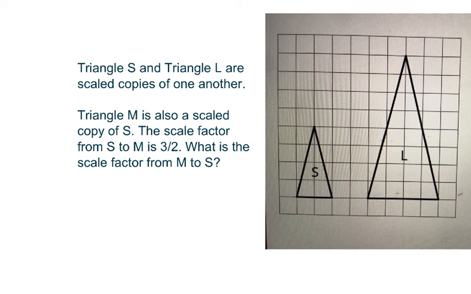So when we start to think about this question, there's a couple of things that I think are important. We do have a picture for triangles S and L, but we don't have a picture for triangle M. For me, that's really hard. I like to see images of what I'm working on. We do know that the scale factor from S to M, which we don't have a picture of, is 3/2. And the question that we're asking is what the scale factor is going from M to S. Again, we don't have an image for M.